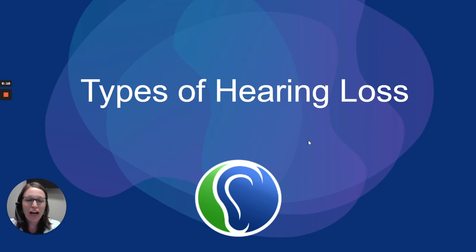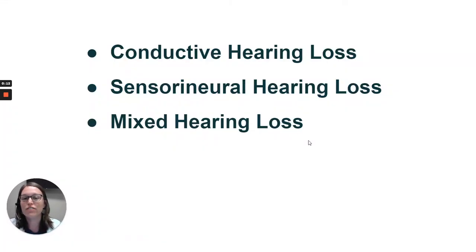So we actually categorize hearing loss as three different types: conductive hearing loss, sensory neural hearing loss, or mixed hearing loss. And it's based on the anatomy of the hearing system and what component we think has the breakdown or the problem. And so let's review the hearing system or the anatomy.